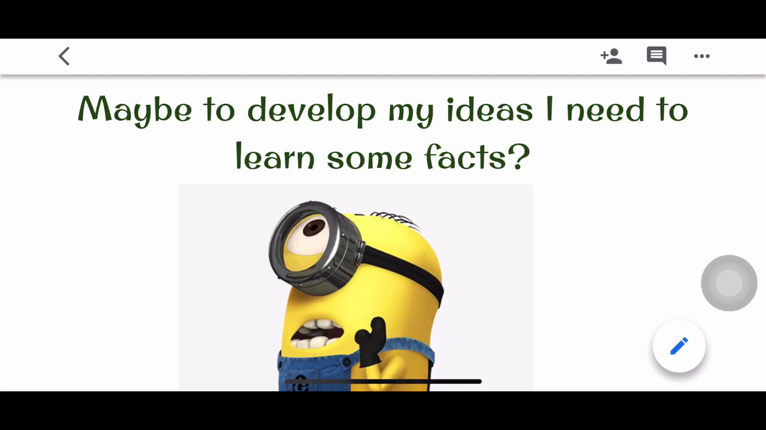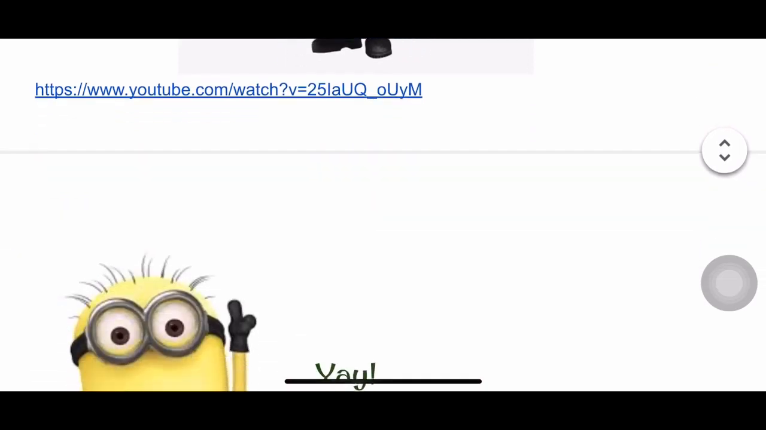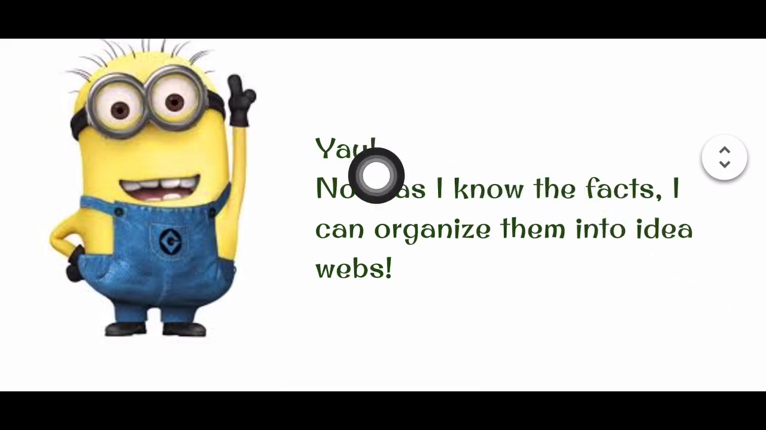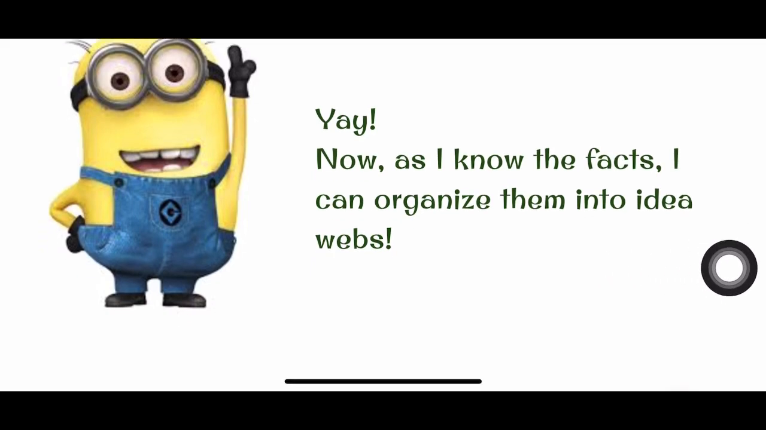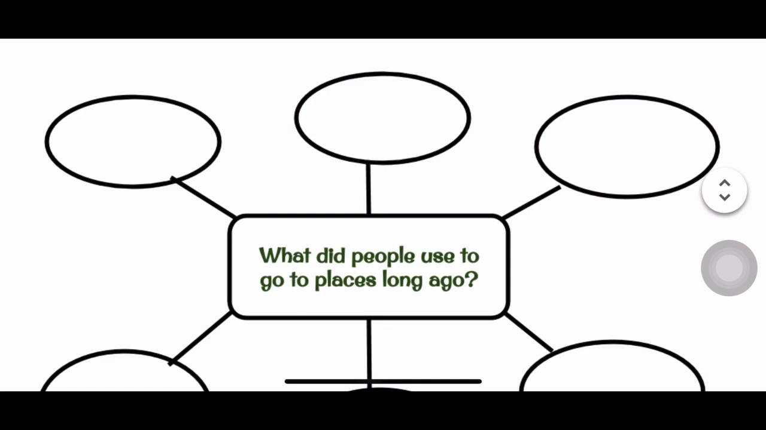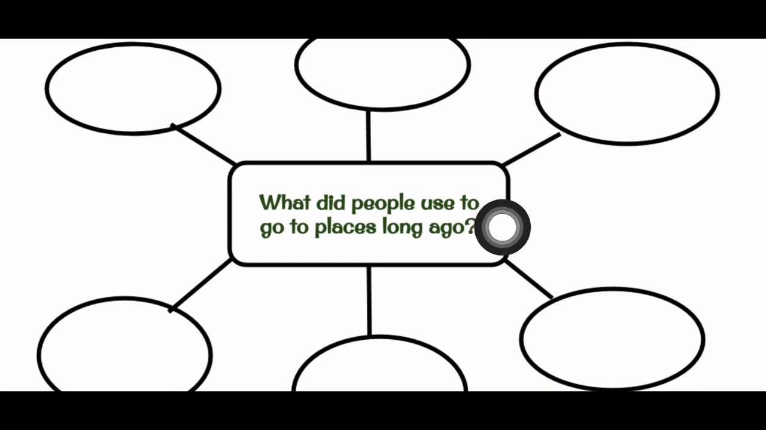So, how can we develop our ideas? Maybe we need to learn some facts. So, we started long ago. They didn't know about these simple machines that we're using, but we kept learning and learning and learning. Yay! Now, as I know the facts, I can organize them into idea webs. You remember my concept map that we just did yesterday? It's the same as this one, idea web. Later on, I will show you how to use this, but we can do it together.